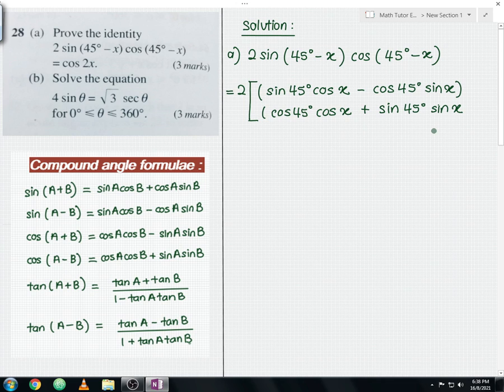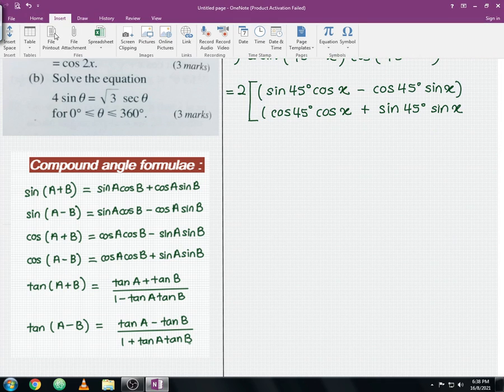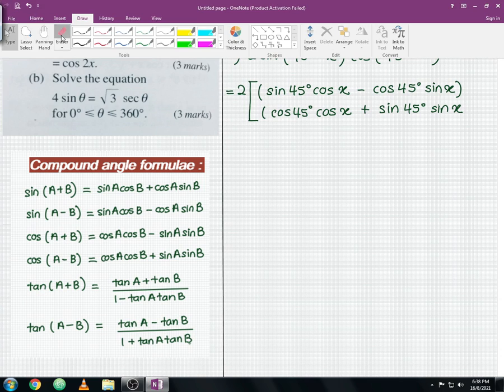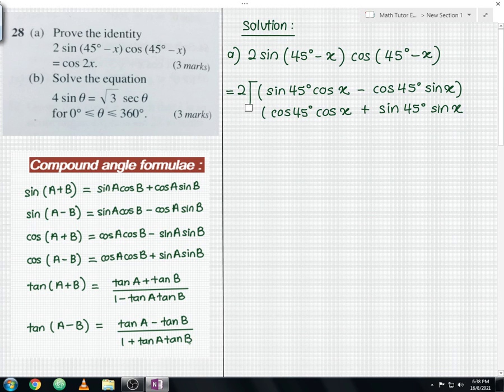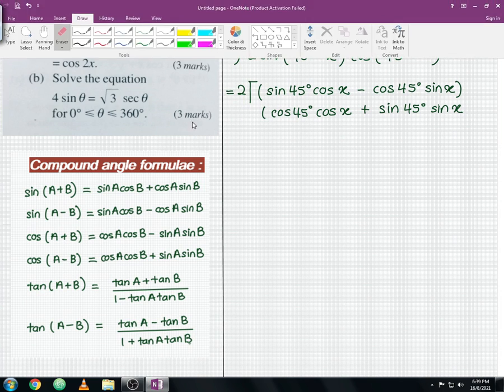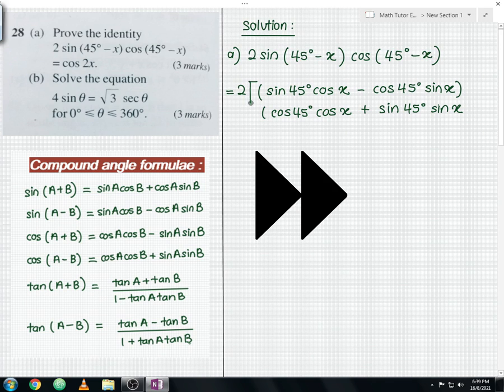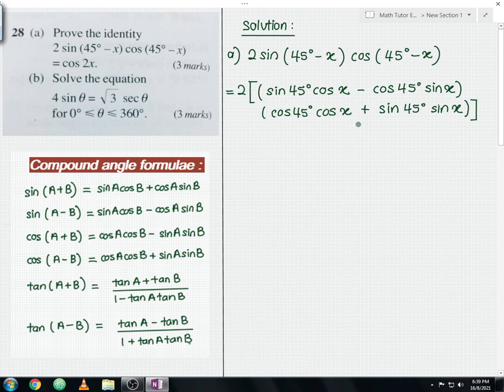Okay, just in case you get confused, let me erase this and draw another square bracket over here so that you can see it clearly. This expansion, I don't just simply write it, guys, it is based on the compound angle formula. From here we have already expanded the second compound angle formula, which is cos(45° − x). So this is the expansion from the second compound angle formula.